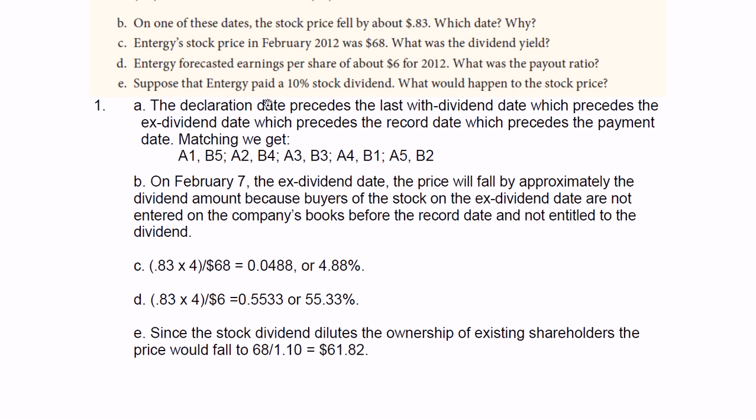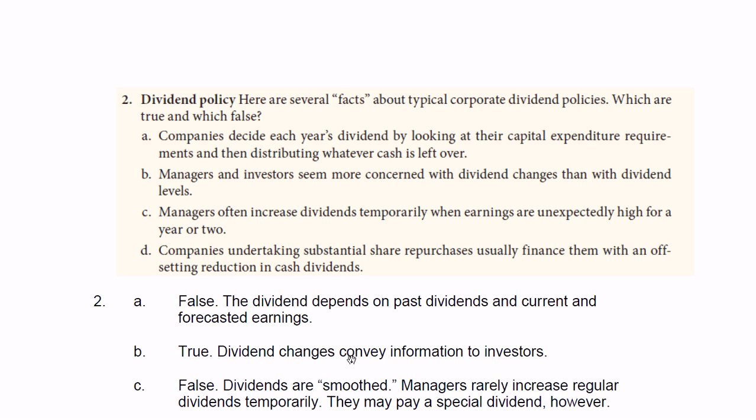Suppose that Entergy paid a 10% stock dividend. What would happen to the stock price? Since the stock dividend dilutes the ownership of the existing shareholders, the price would fall. Because there is an additional 10% of outstanding stock, the price would be 68 over 1.1, so it's actually $61.